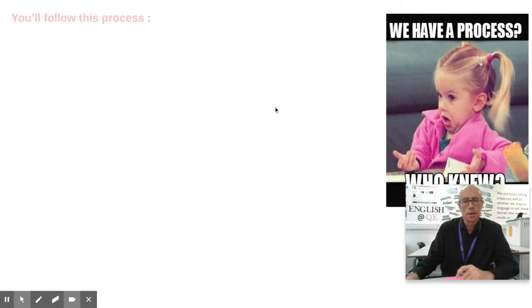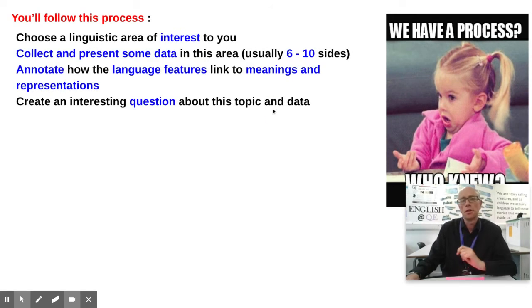Okay, this is the process then. So you're going to choose a linguistic area that's of interest to you. Make sure that this is something that is going to sustain your interest for 2 months. Okay, you're going to go off and collect some data in this area. How much data should you collect? Most students are collecting, if they are transcribing, usually 6 to 10 sides, which may not sound a lot, but takes a lot of time to do. 6 to 10 sides of transcribing would take you a good few hours. So that's a rough approximation of how much that you need.